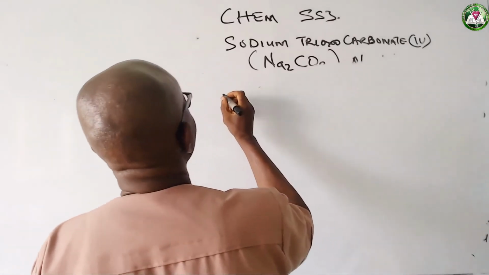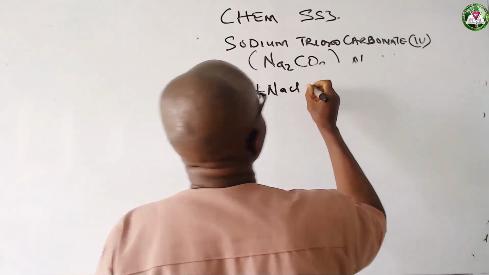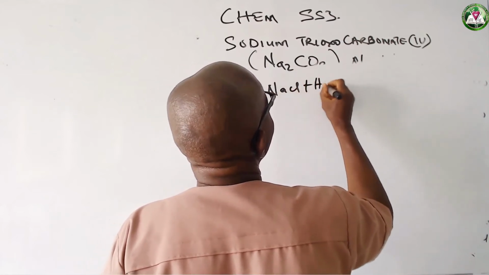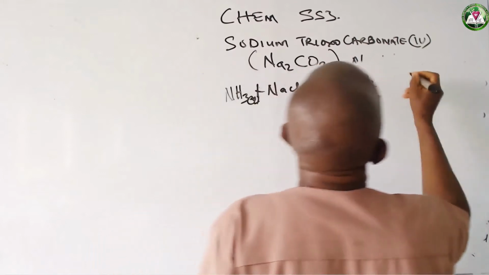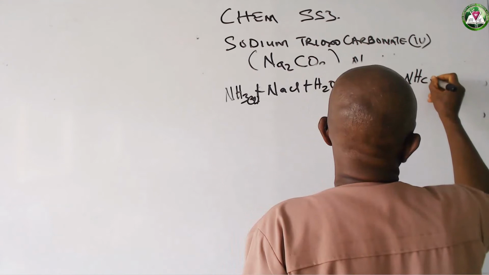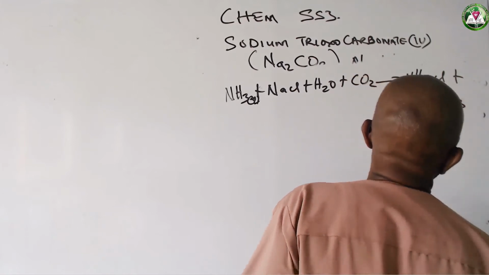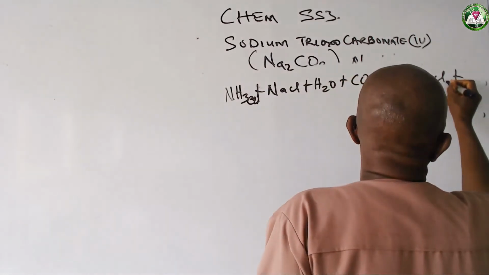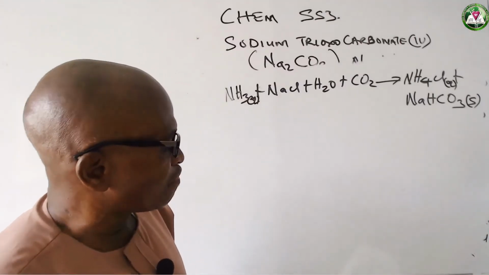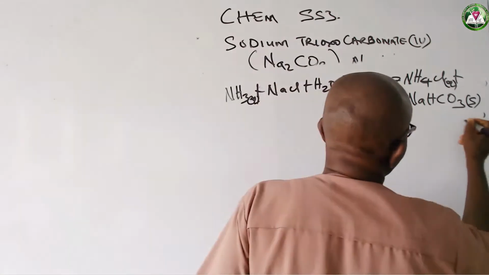The equation is 1. Ammonia reacting with sodium chloride, reacting with water, reacting with CO2, will give you ammonium chloride plus sodium hydrogen trioxocarbonate 4, aqueous and solid. Sodium hydrogen trioxocarbonate 4 is slightly soluble in water, therefore it comes out as a solid. You can regard this as your equation 1.